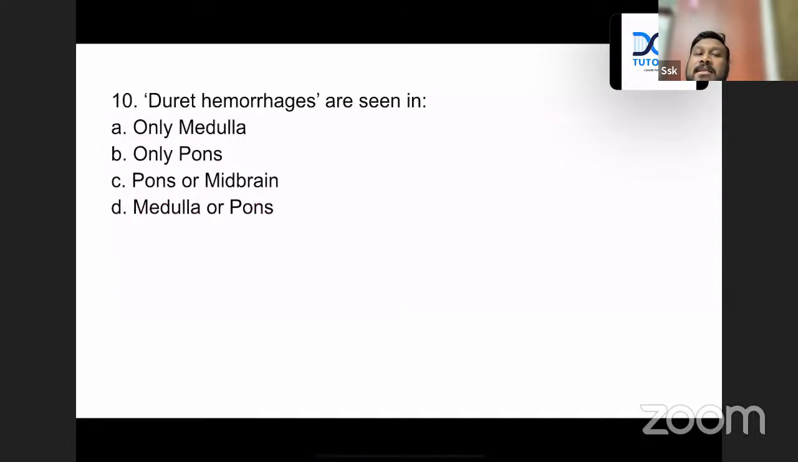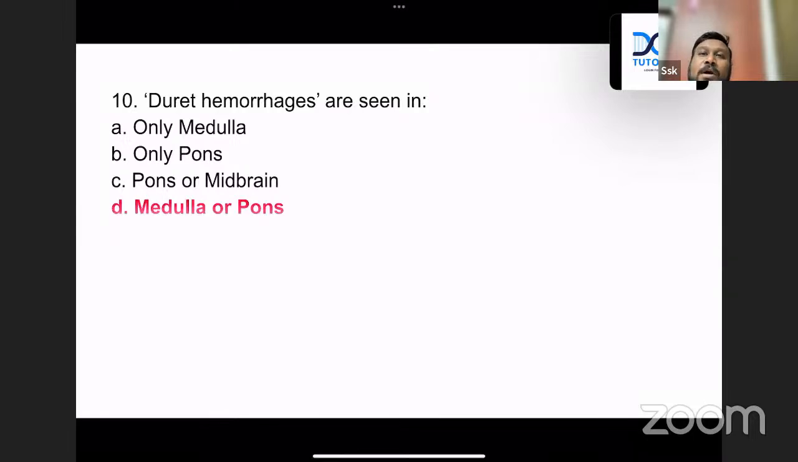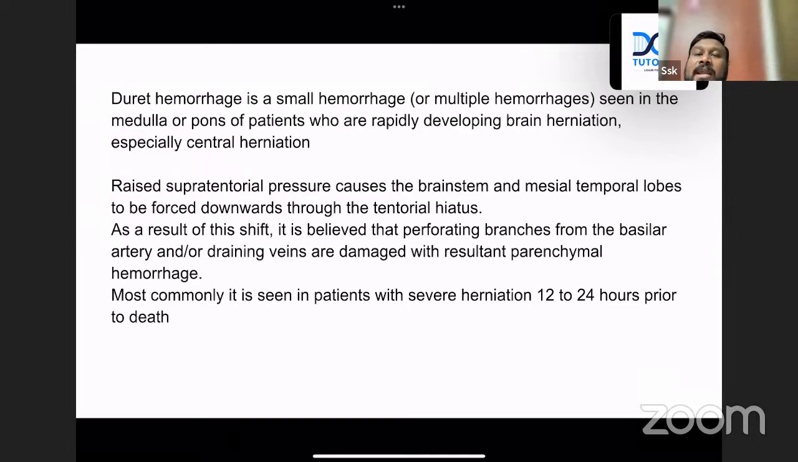So Duret hemorrhages are seen in. See, this is a trick question. Duret hemorrhages can be seen in pons or medulla. So it can happen either in pons or in medulla. It can happen in both. Why does it happen? It happens because of transtentorial herniation, because of central herniation caused due to some supratentorial problem.